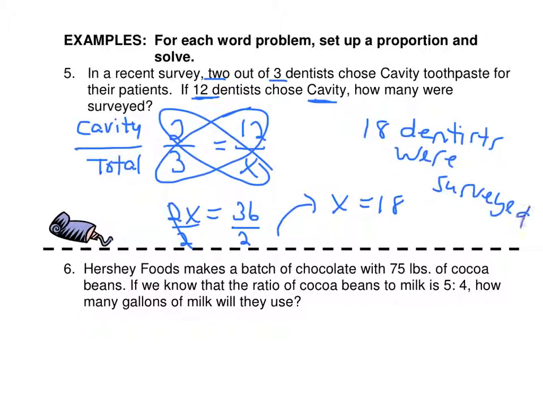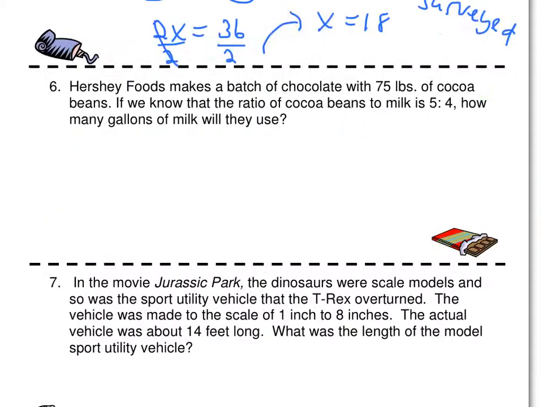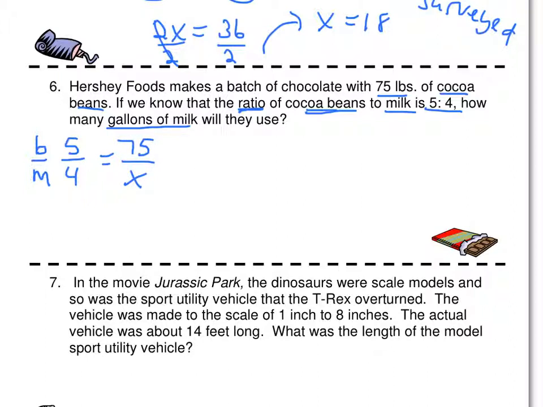Okay. Number 6. All right, let's try this problem. Hershey Foods makes a batch of chocolate with 75 pounds of cocoa beans. If we know the ratio of cocoa beans to milk is 5 to 4, so let's write that down. 5 to 4, and 5, the ratio is cocoa beans, so the beans on top, and then milk on the bottom. How many gallons of milk will they use? So we know we're looking for the gallons of milk.